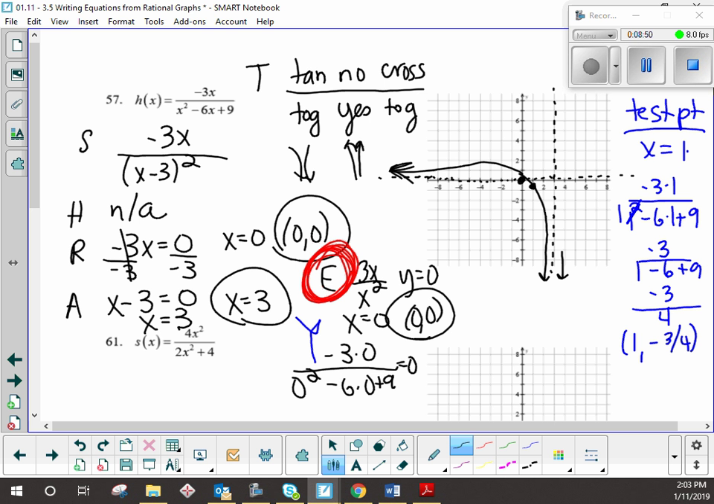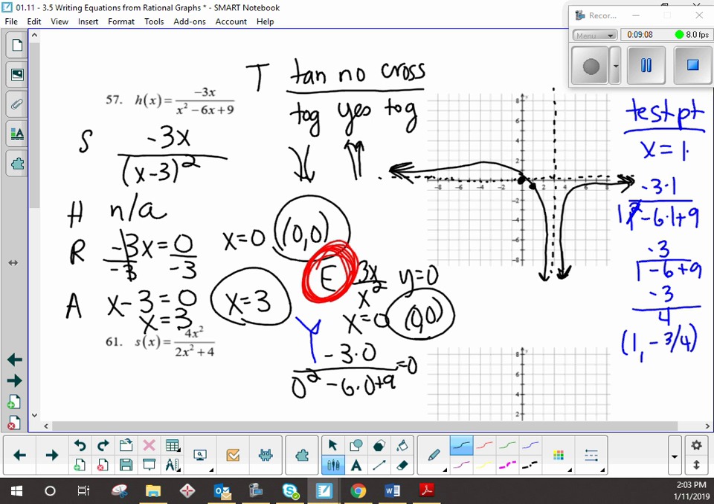I know it's never going to cross the x-axis again because I don't have any roots there. I already found all the roots. There was only one. It's never going to cross there again. And as x gets bigger to positive infinity, it's going to approach that asymptote. So I just connect those two arrows.